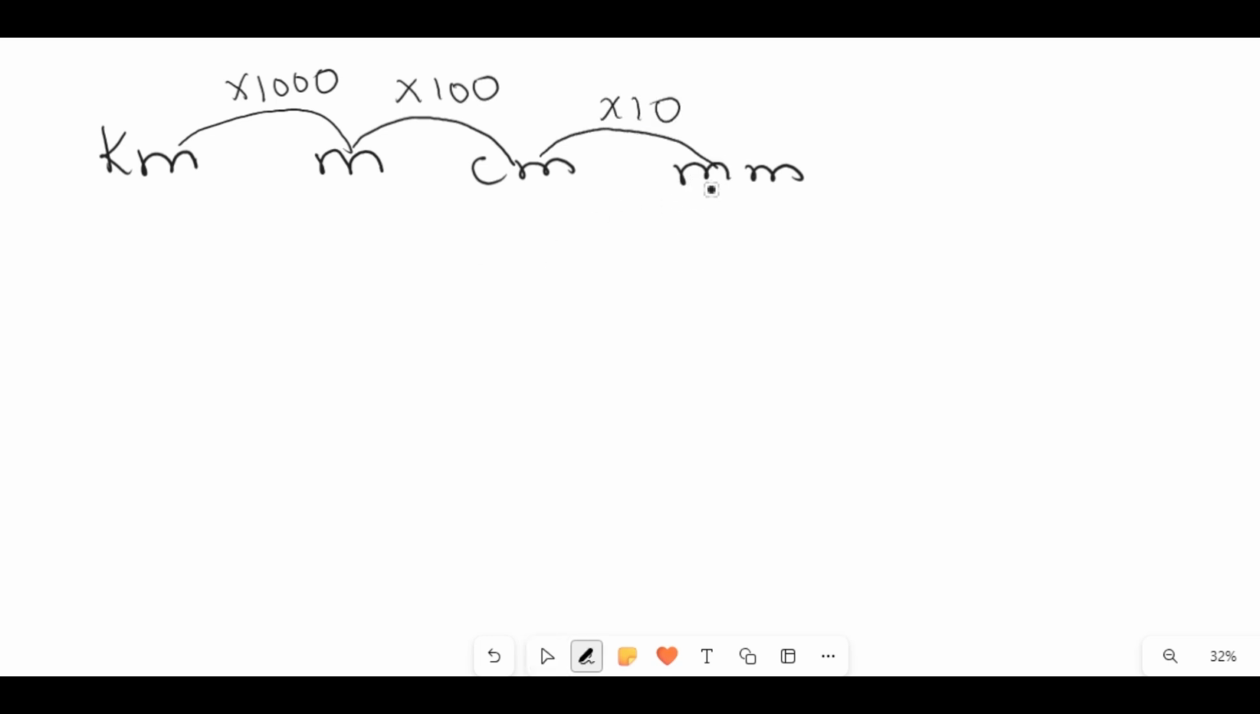Now if you want to go in reverse, like converting a smaller unit to a bigger unit, with the same number, which is 10, instead of multiplication, you'll divide. Same, centimeter to meter, again the same number, which is 100, but instead of multiplying you'll divide. Meter to kilometer, divide by 1000. Okay, so let us understand this with some examples.